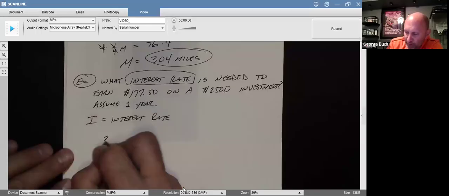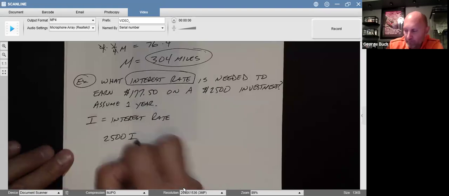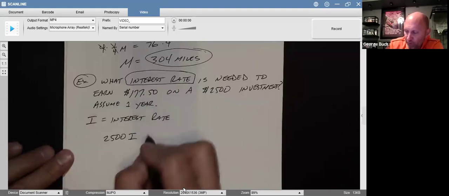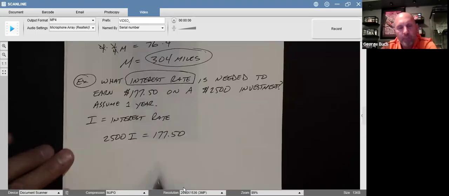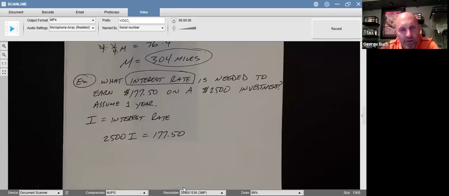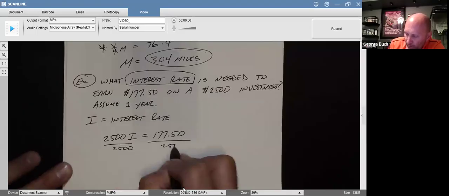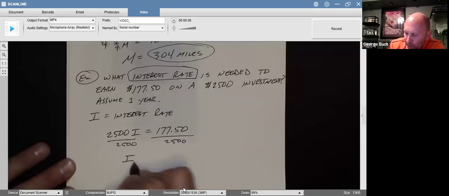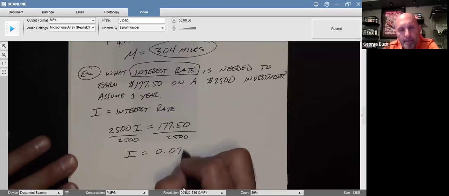I have $2,500. I want to invest it at some interest rate so that at the end of the year, I have $177.50. So if I divide both of these guys by 2,500, I get the interest rate is 0.071.